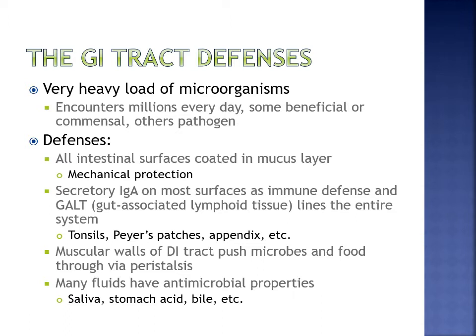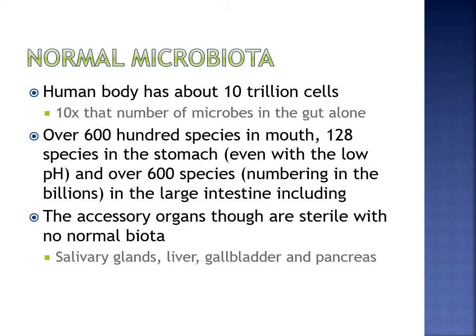For example, saliva has lysozymes in it, whose job is to break down bacterial membranes. Stomach acid itself has a crazy low pH. Same thing with bile. Its job is to help break down some membranes. So all of these work together, not only to help with digestion, but also to break down any microbes that get in there. I don't care that you memorize any of these numbers, but the human body has about 10 trillion cells that make up our body, and we have about 10 times that number of microbes just in our digestive tract, just in our intestines and our stomach.